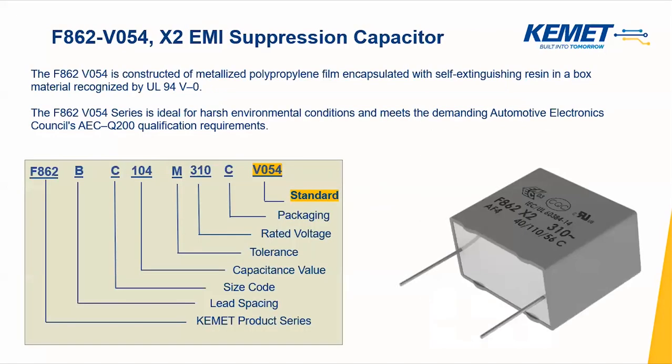Let's go deeper into the X2 series F862V054. The F862V054 series is constructed of metallized polypropylene film encapsulated with self-extinguishing resin in a box. It's ideal for harsh environmental conditions as well as meets the demanding AEC-Q200 qualification requirements. The series comes both in non-halogen-free as well as halogen-free box, with F862V054 being the standard series with non-halogen-free box. So if a customer needs a series for halogen-free, then we just simply need to remove the V054 in the part numbering, which we see in this table here.